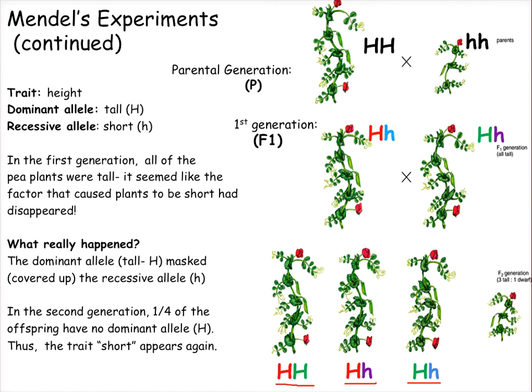Finally, the last possible way we can combine half of the alleles from each parent is to say the first parent gives its recessive allele and the second parent also gives its recessive allele. In this case, which will happen 1 out of 4 times, we've got a combination of alleles that will make the plant short.